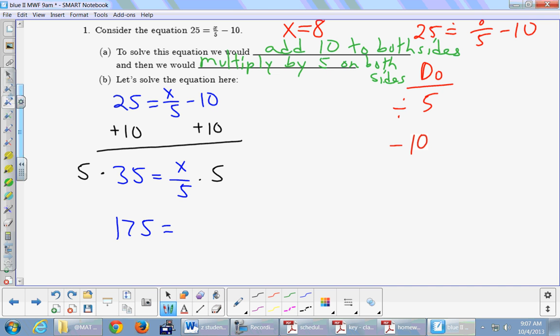175 equals, what happens over here? It's just x. That cancels. That's why we put it there. So x equals 175 is the answer.